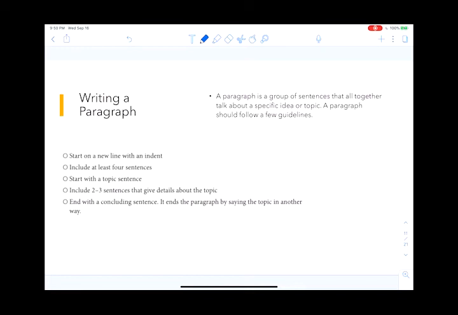A paragraph should follow a few guidelines. It should start on a new line with an indent. Include at least four sentences. Start with a topic sentence. Include two to three sentences that give details about the topic. End with a concluding sentence, which should summarize the topic in another way. Now, let's read the example together.